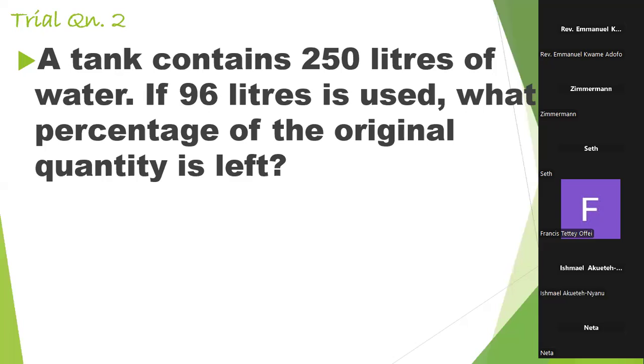Papa, please, I'll try. The question states that the tank contains 250 liters of water. So we know the total number of liters, and it says if 96 is used, we want to know the percentage which is left. So out of the 250, 96 is used. So it's going to be 96 over 250 times 100, giving 38.4%.